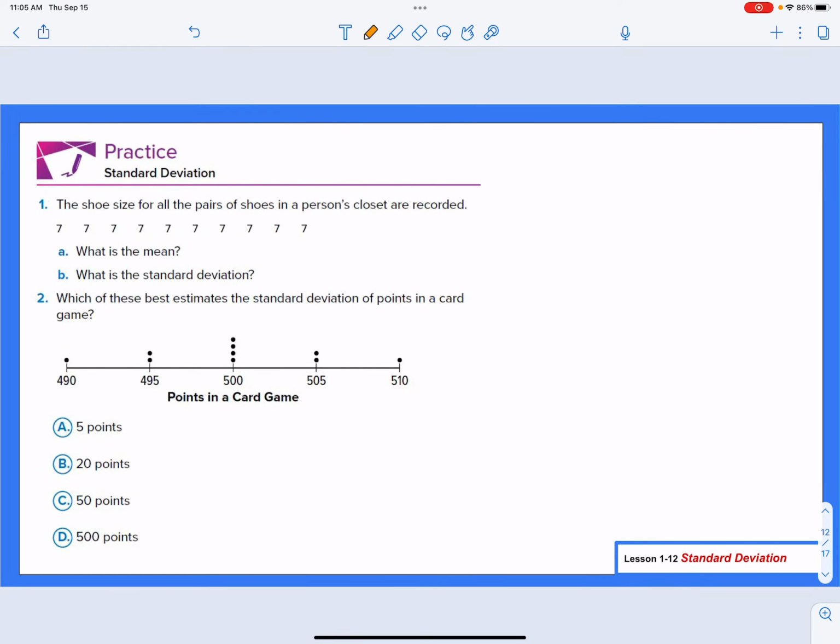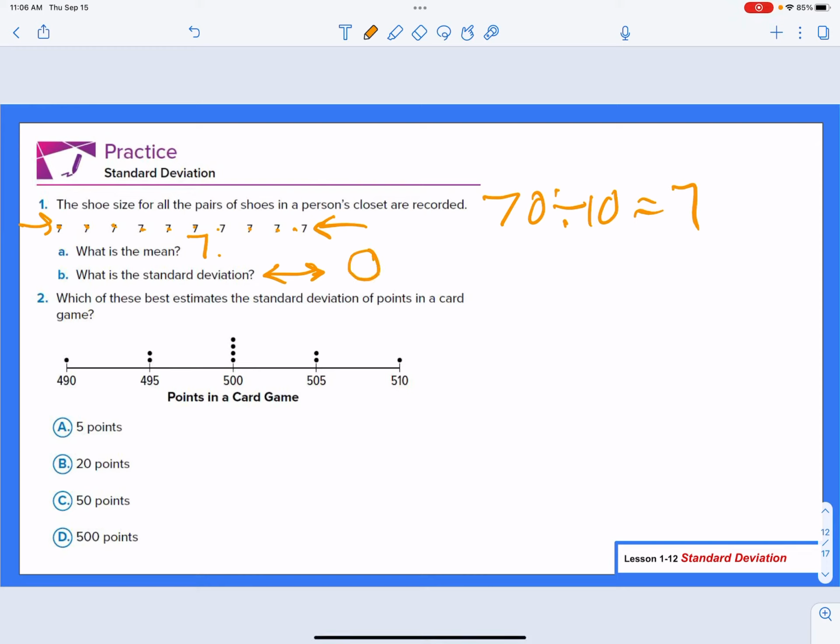Here we go. The shoe size for all the pairs of shoes in a person's closet are recorded. And we see that they're all the number 7. What is the mean? Well, when everything is exactly the same, the mean's simply going to be 7. Of course, I could do it: 1, 2, 3, 4, 5, 6, 7, 8, 9, 10. It's 70 divided by 10, and I end up with 7. Standard deviation. Well, about how far spread out are all the numbers away from 7? They're not spread out, so our standard deviation is going to be 0.